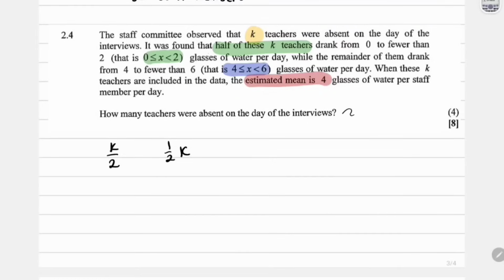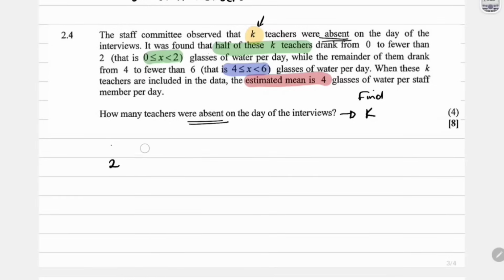So ultimately, they want you to find what? Remember how they told us that the staff committee observed that K teachers were absent. So they're actually just asking you to find the teachers absent, which is K. That's what they want us to do: find the value of K given everything they have told us.